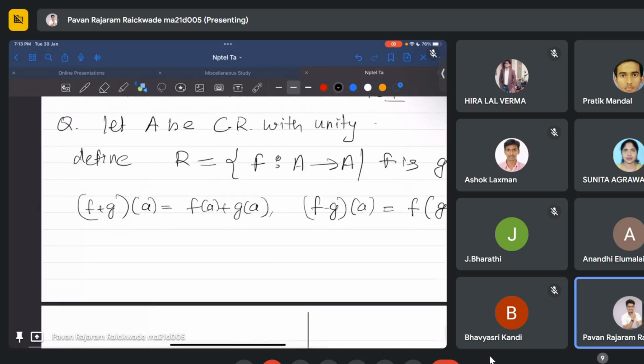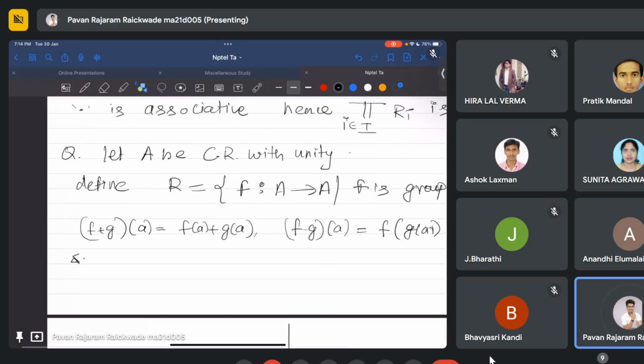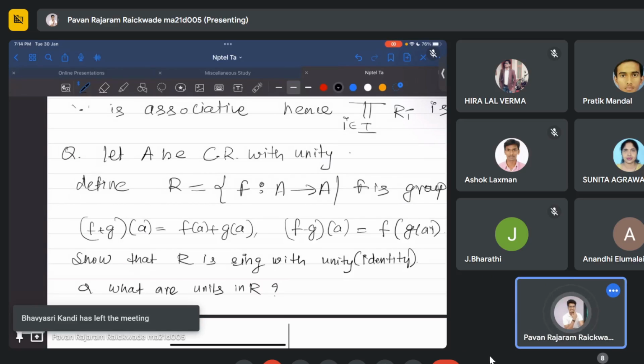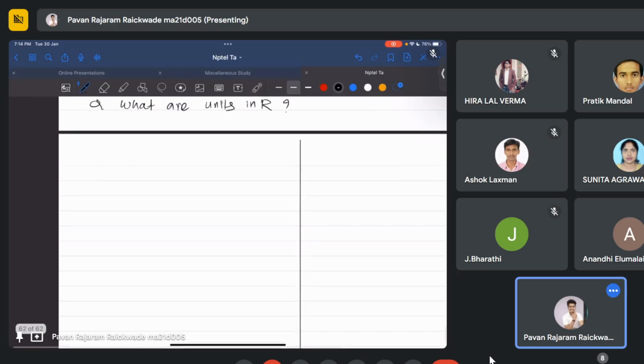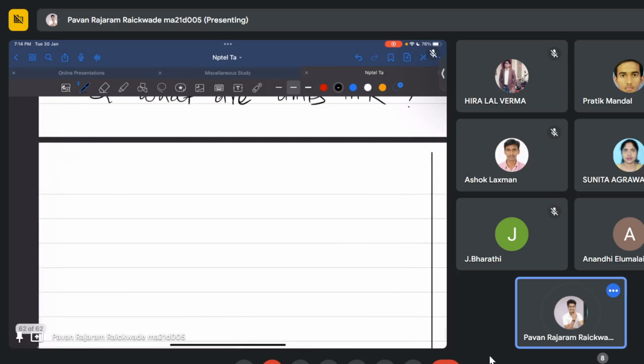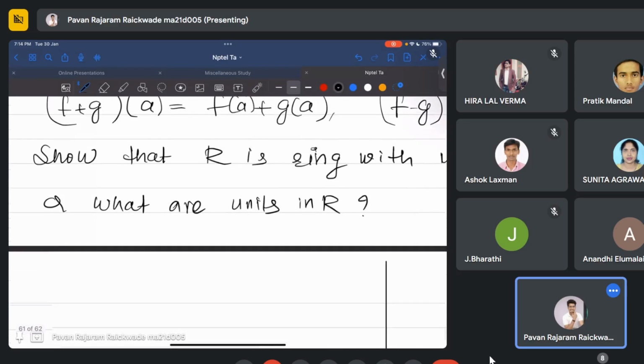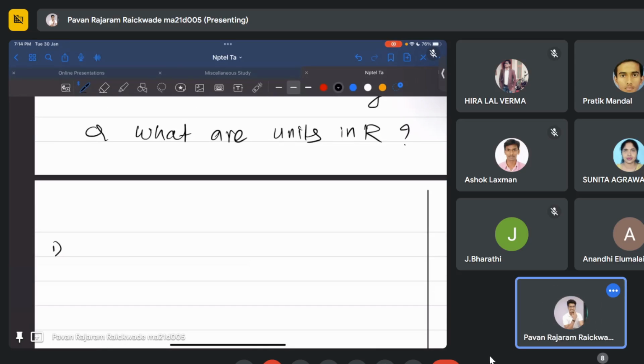Okay, so I have to prove that, the claim is, show that R is a ring with unity. Unity is simply the multiplicative identity, and the question is, what are the units? What are the units in this space R? We'll try to see. First thing is, we'll show that R is a ring.